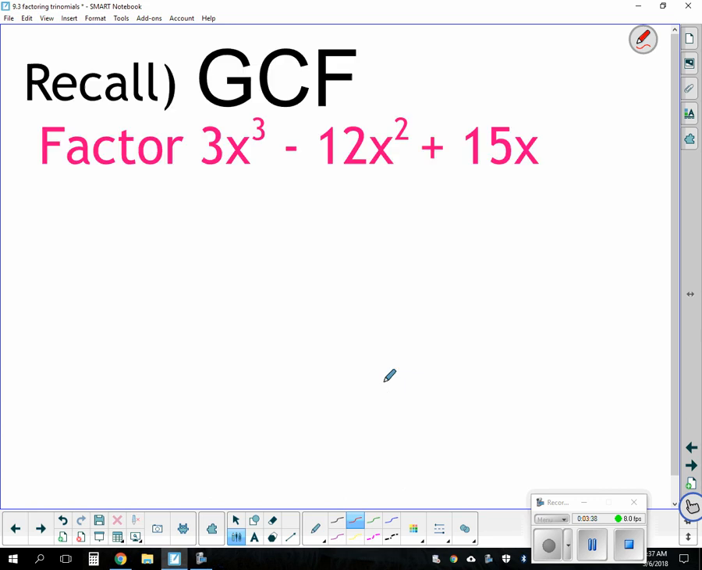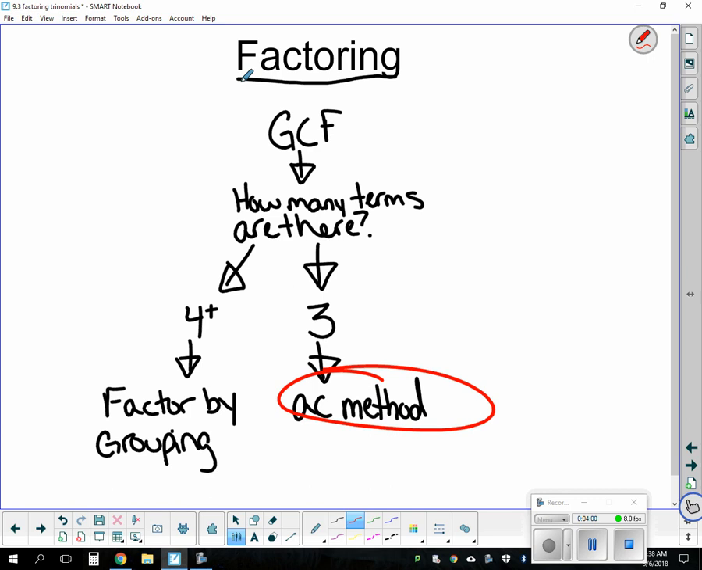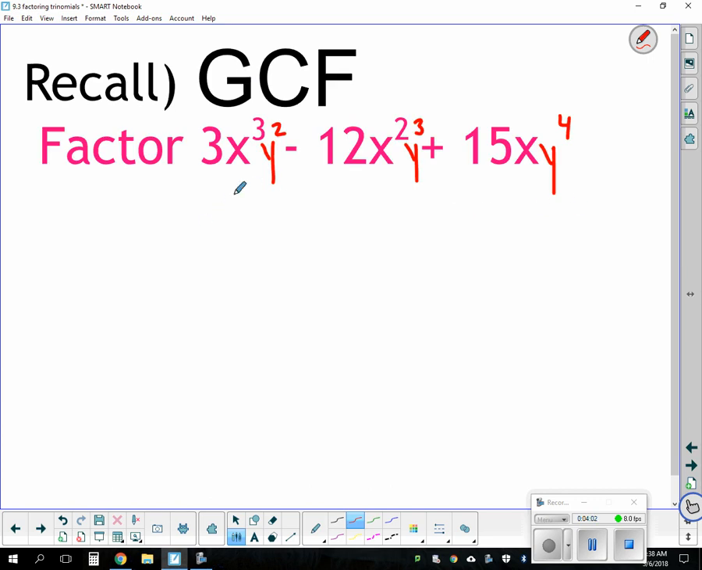But before we do that, let's review what we already know. I'm going to add to this problem. So add in on this problem, y squared, y to the third, and y to the fourth. If I'm looking at this, I'm trying to find a GCF in all the terms, because that's where I start every single problem. This problem has a GCF of 3 because 3, 12, and 15 are all divisible by 3. And if I look at my variables, they all have an x.